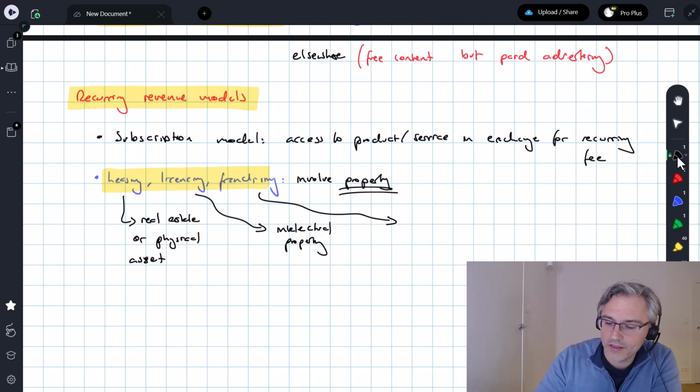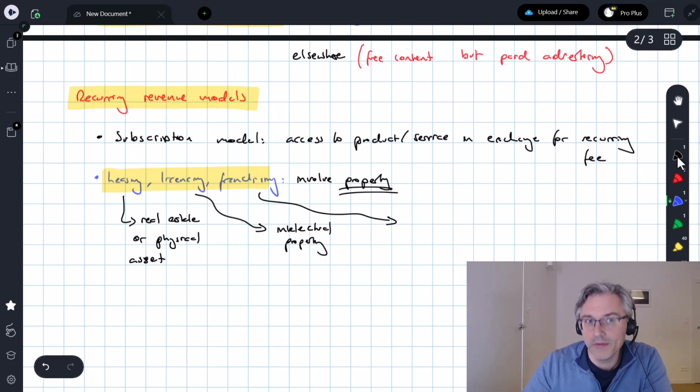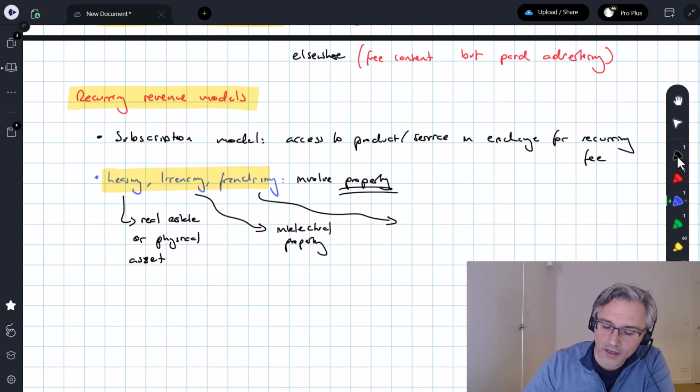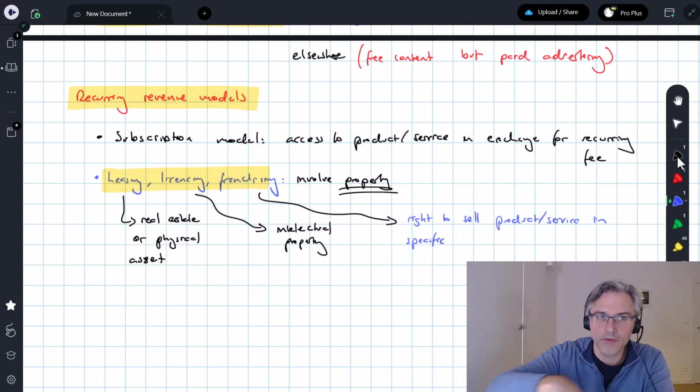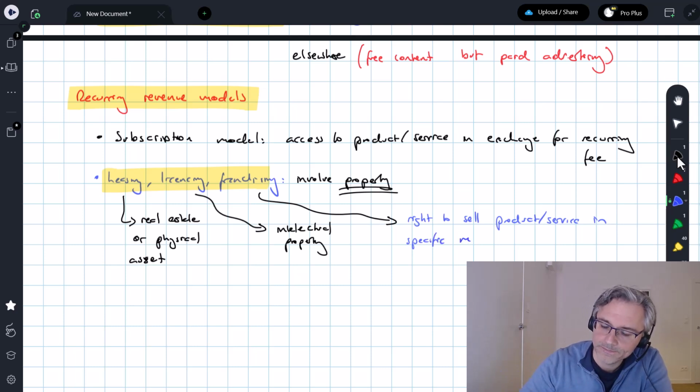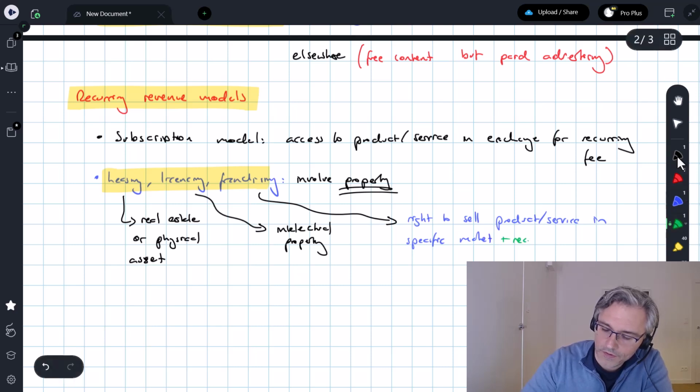And franchising is when you pay a recurring fee, and in return you have the right to sell or offer a product or service in a specific market, like a country or some kind of geographic area. But you typically also receive marketing support.